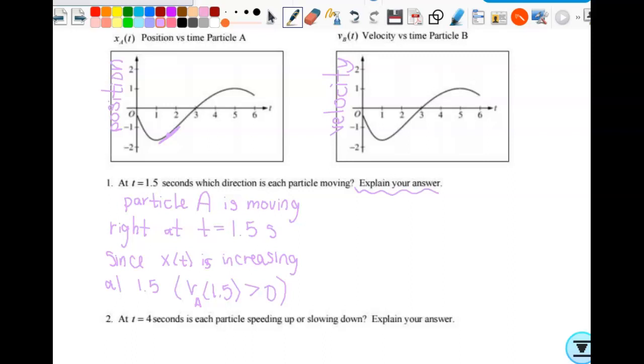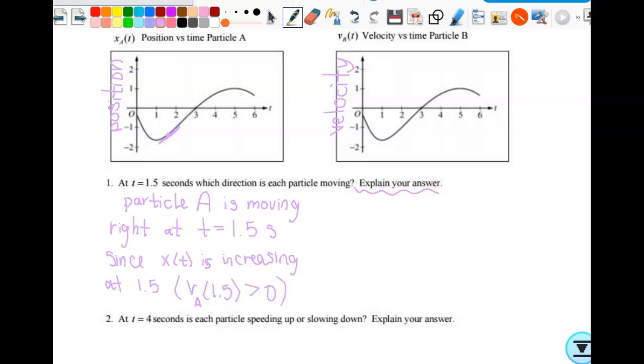All right, everybody okay here? So particle A is moving to the right at time 1.5 seconds, since x of t is increasing at 1.5. In other words, velocity is positive. And guys, the reason I didn't start here is because I want to make the connection. What was I given? The graph of position. So my justification has to include position. If position is increasing, its rate of change, otherwise known as velocity, is positive.